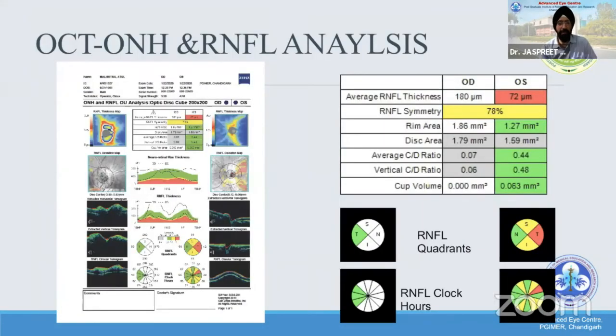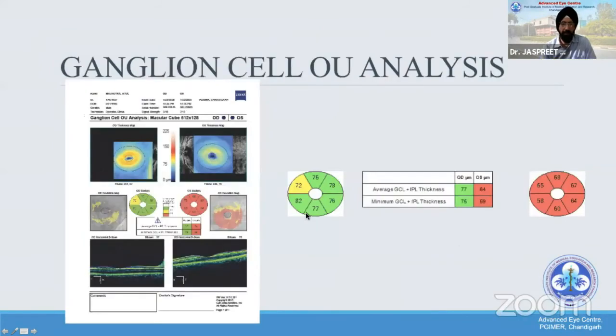So when you do these RNFL and the optic nerve head analysis of the nerve fiber layer, which is readily available, that's why I said the first thing probably when the patient presents, you would get these things done. Of course, it's showing swelling in the right eye, and you can see some loss in the temporal quadrant here. So when we go ahead and do the ganglion cell analysis, what we find is you can see a ganglion cell loss in the left eye.